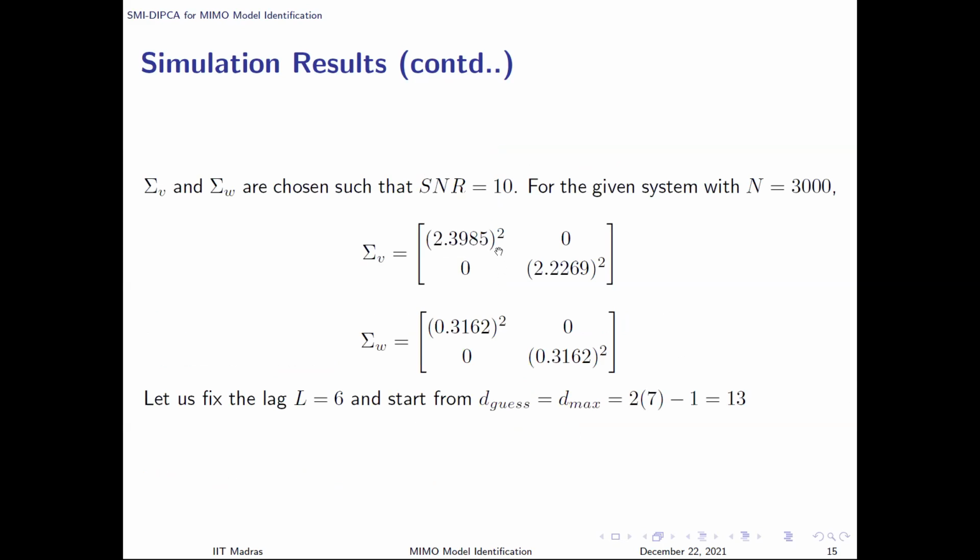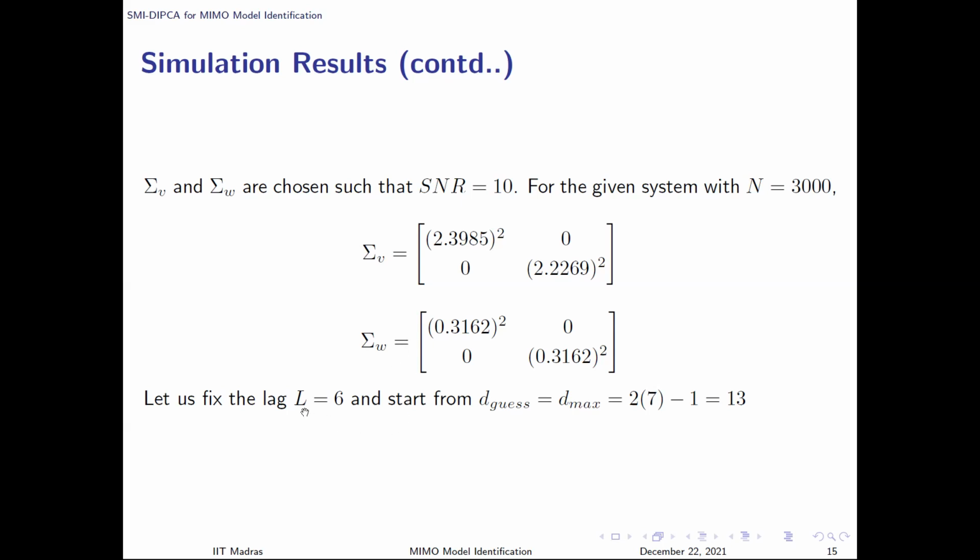And the values of sigma V, that is the variances of both the inputs and both the outputs, where V is for outputs and W is for inputs, again to remind you, were chosen so that the SNR was around 10 for all the 4 signals. So that's exactly what was done.